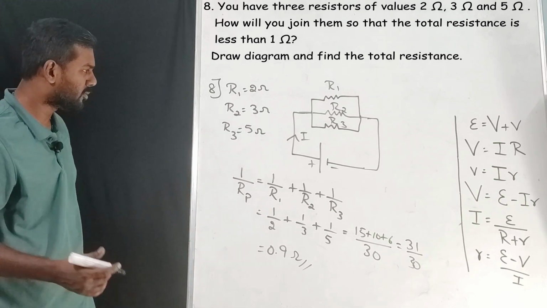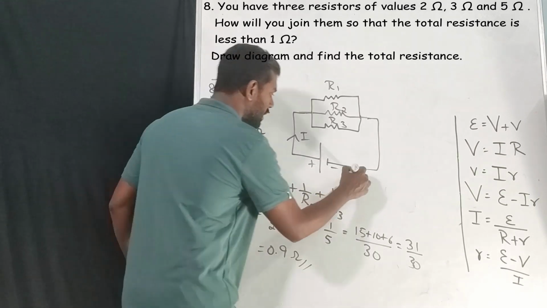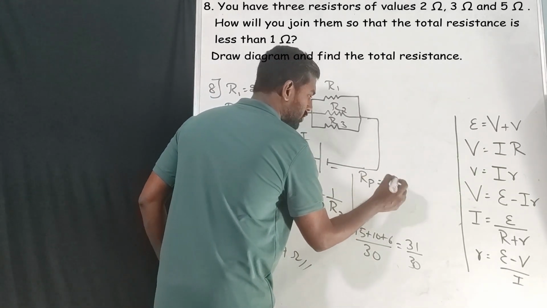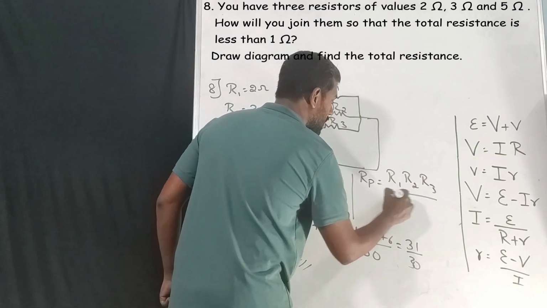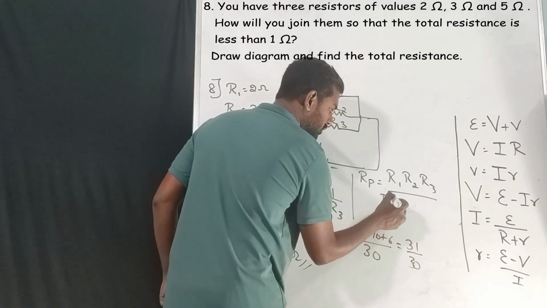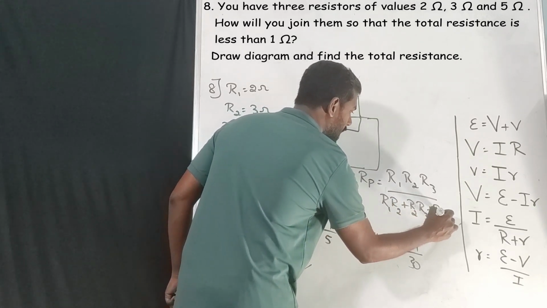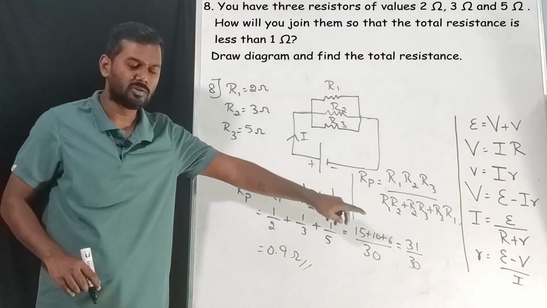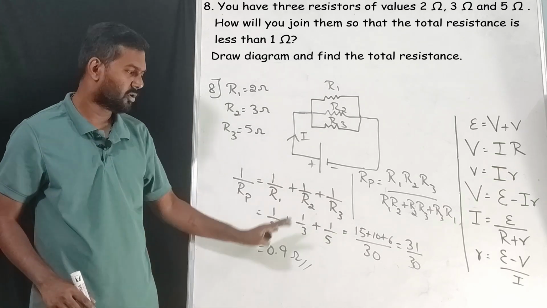You can go for the formula method also. You select which is easier. Rp is equal to R1 R2 R3 divided by R1 into R3 plus R1 into R2 plus R2 into R3. In this formula you substitute the values and you will get the same answer. Which one is easier for you, you can select.